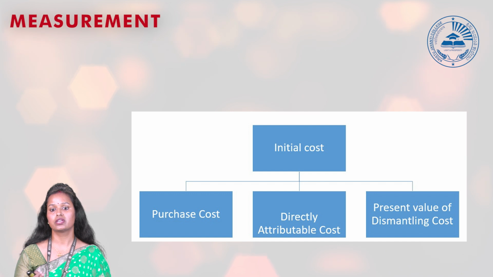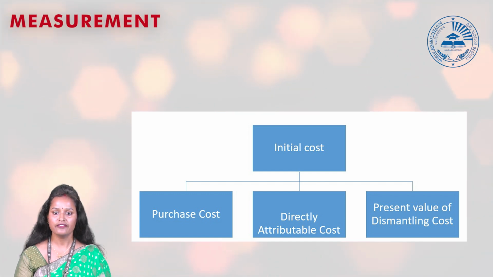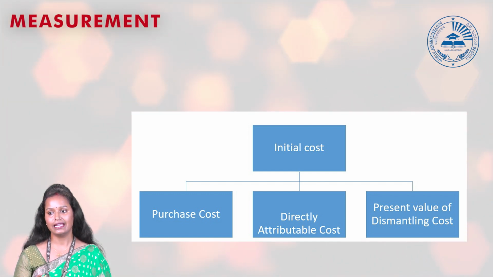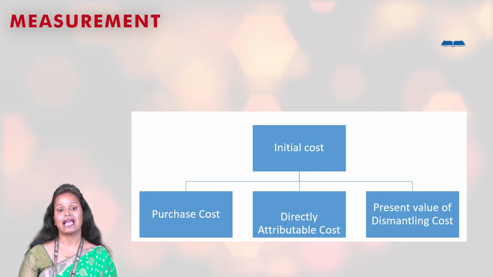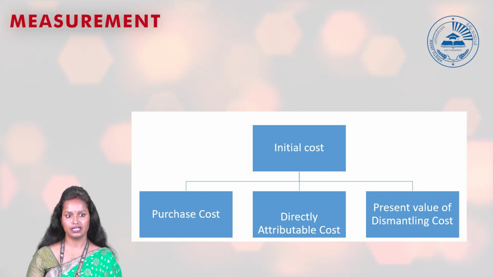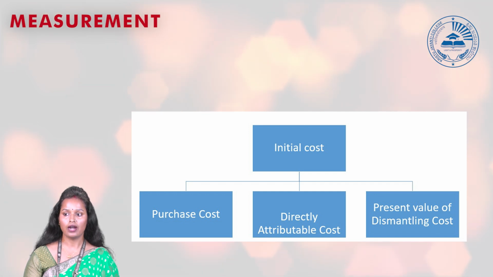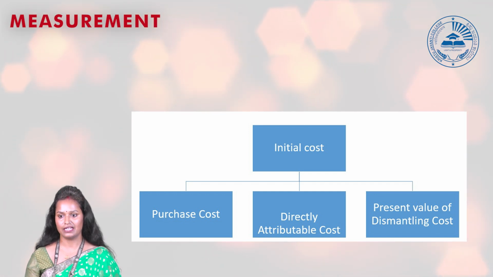Okay, so they used to give a cost to the government if they are damaging anything in the ocean, under the ocean. So all these costs must be added in the very first year when we are going to record that particular asset in our balance sheet.